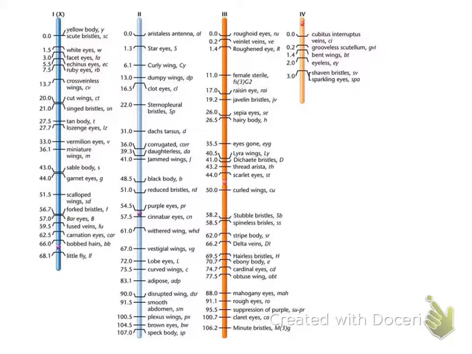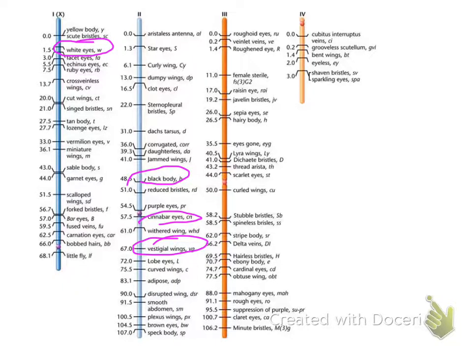Here are the fly's chromosomes, and we're going to look at a few traits. White eyes is going to be a big one. The first mutation he got was a white-eyed male. Black body, cinnabar eyes, vestigial wings. These are the traits we're going to look at most that are just going to keep recurring as we do these problems.